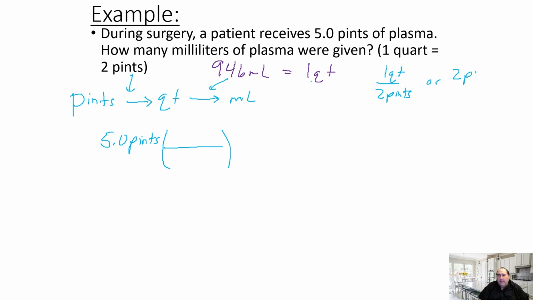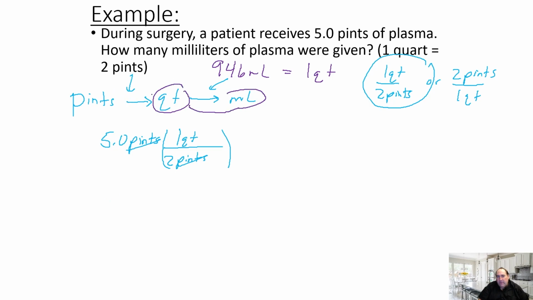Or 2 pints over 1 quart. So opposite to cancel means we're going to use it in this fashion. That's going to put 1 quart up on top, 2 pints on the bottom. We stop the calculation right at this point. We are in units of quarts, which once again is halfway there. We need to go the rest of the way.